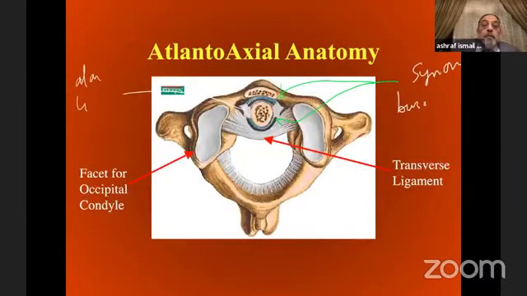As we see here, these are the superior facets of C1 with a cut section in the odontoid, showing the transverse ligament, and the anterior and posterior synovial bursae between the transverse ligament and the odontoid, and the posterior articular surface of the anterior ring of the atlas.